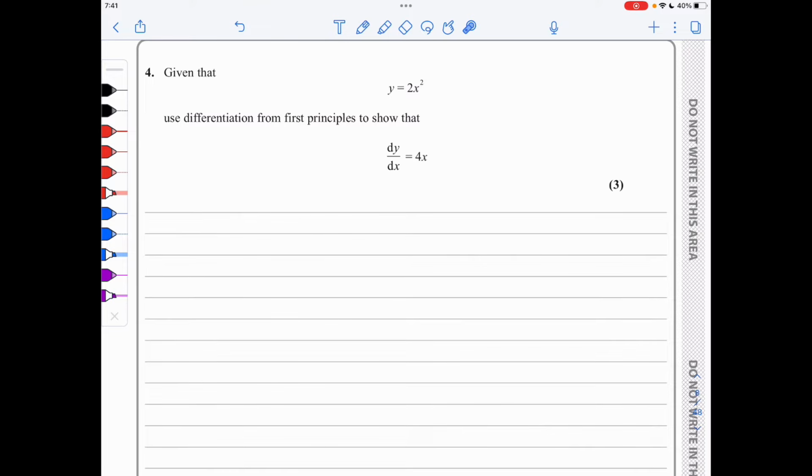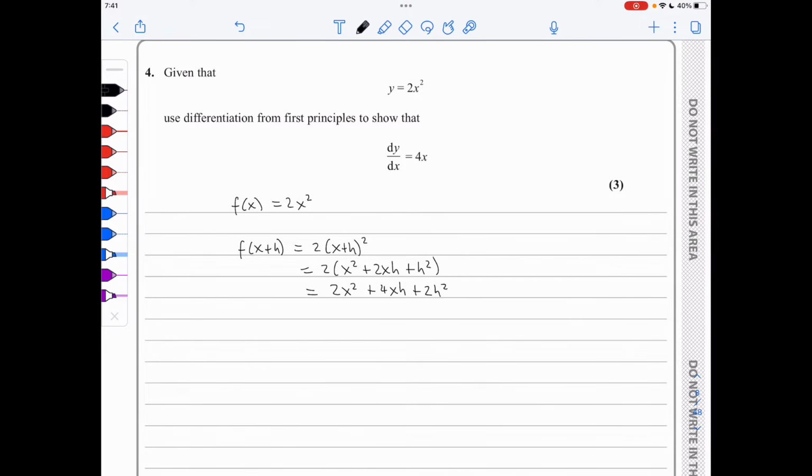In 4, we need to use differentiation from first principles to show that the derivative of 2x squared is 4x. I will start by defining my f of x to be 2x squared, and then I will find f of x plus h, which is 2 brackets x plus h all squared. So this is 2 brackets x squared plus 2xh plus h squared, which simplifies to 2x squared plus 4xh plus 2h squared.